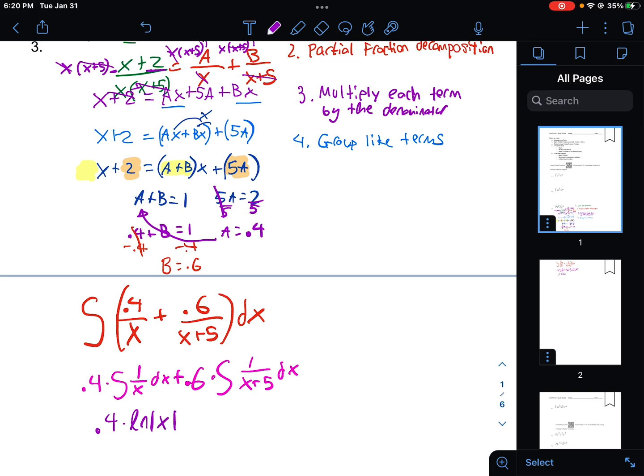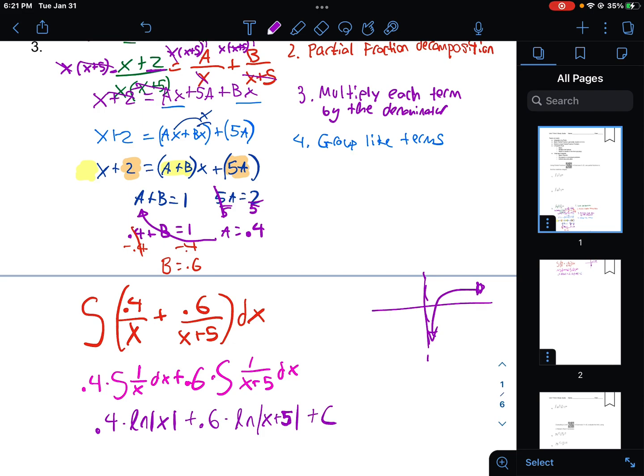We have to put the absolute value there because this function, ln, is only defined for positive x values. It looks something like this. You have a vertical asymptote that comes through. It's just a quick sketch. It's not meant to look perfect, but we need to make sure that's positive, so we have to put an absolute value on our x. Plus 0.6 times ln of x plus 5, and the same thing in this case. Because x plus 5 can be negative, we have to make sure we always put an absolute value on it. Plus c.